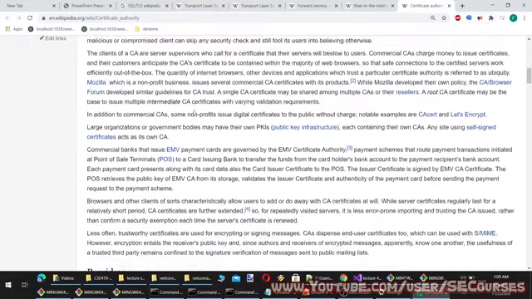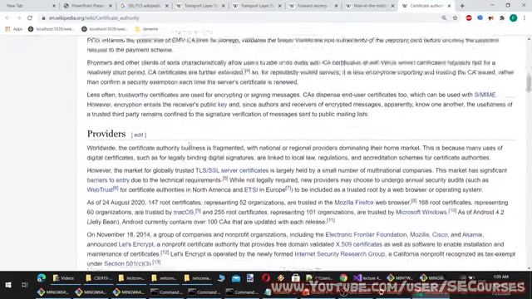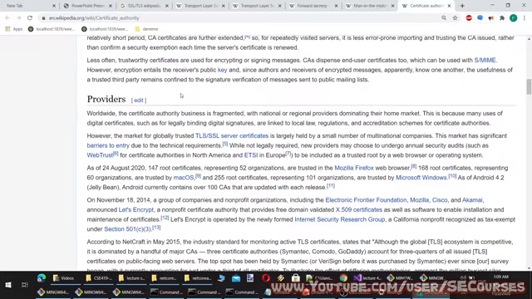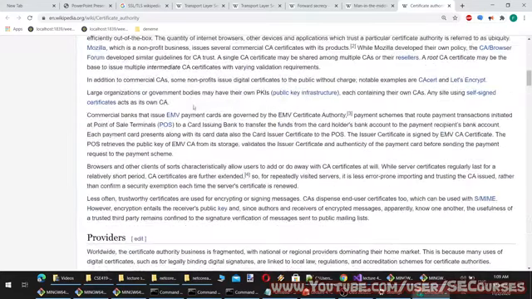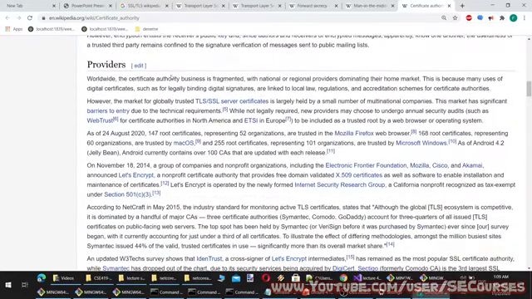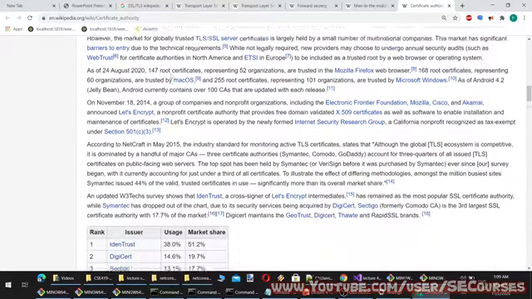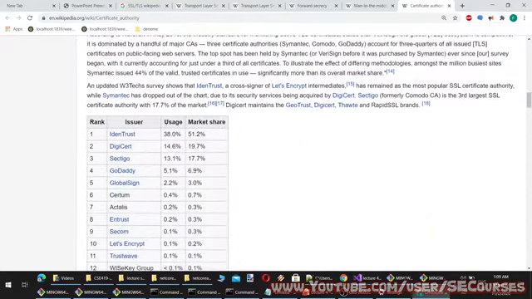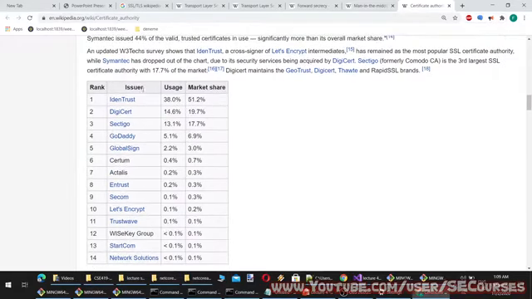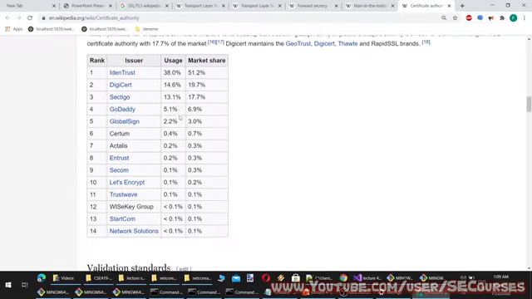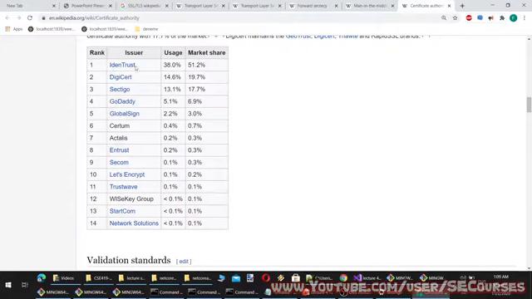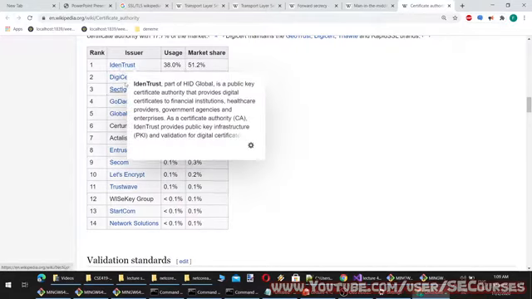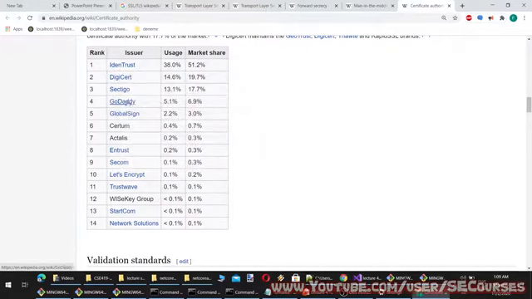Okay, so this is also really important. The browsers don't trust every certificate authority. Therefore, using an updated and trusted browser is really important. For example, there are some certificate authorities listed here: IdenTrust, DigiCert, Sectigo, GoDaddy, GlobalSign, Certum, Actalis, and such.